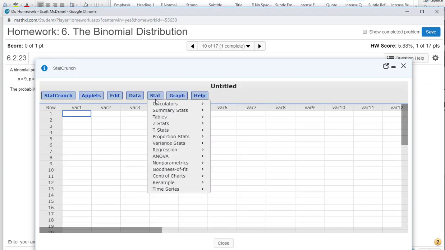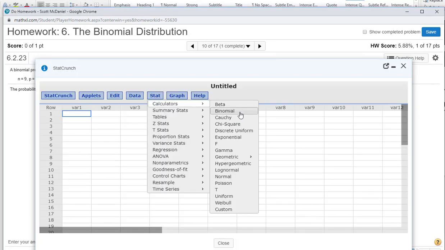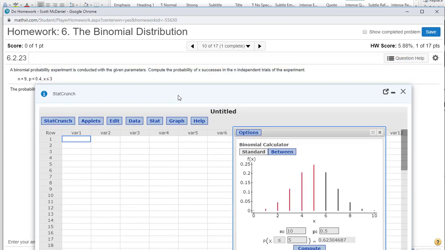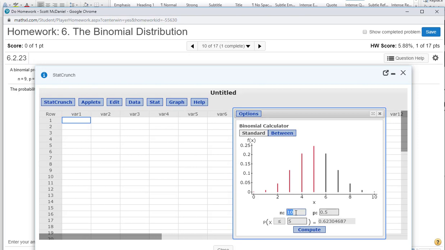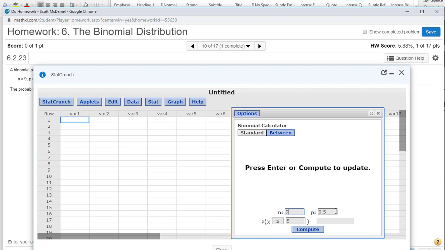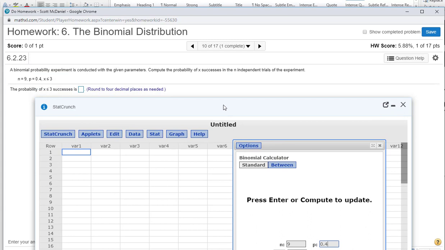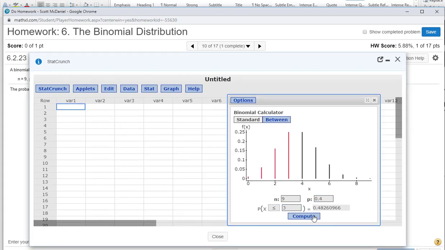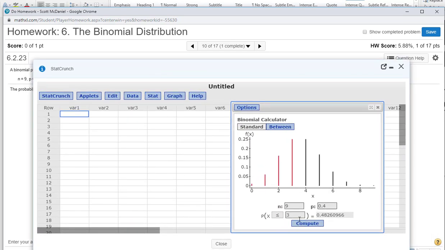So recall, we're going to go to Stat, Calculators, and Binomial. Okay, so we have N is 9. P is 0.4. And it says we want it to be less than or equal to 3. And then press compute. So we get 0.4826, and we're looking at 4 decimal places. So, 0.4826.